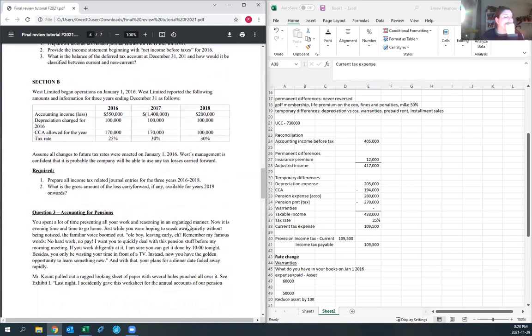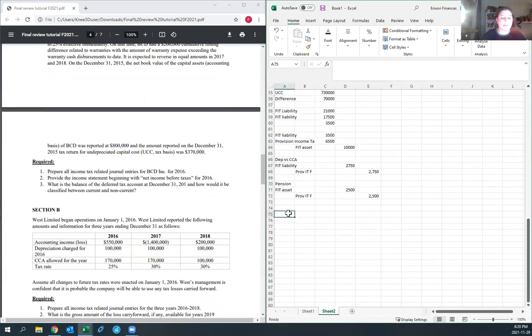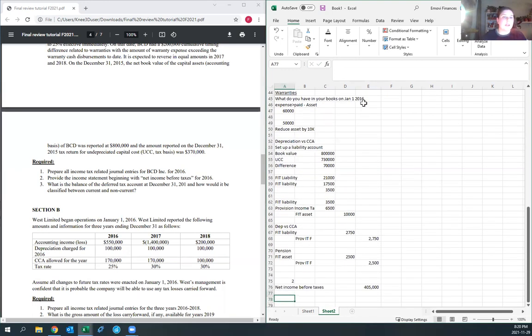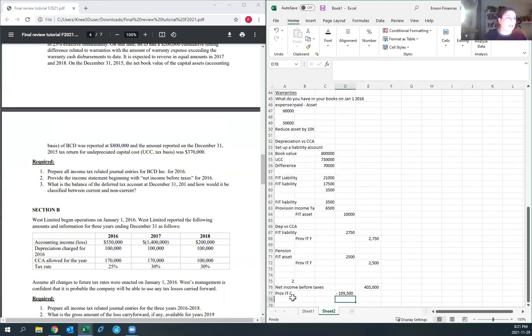So, yeah. Okay, so for 2, they're asking us to do the income statement for 2016. So it's net income before taxes, and that was $405,000. Then you're going to have your provision IT current. So that's your income tax for the year. I'm putting it as a negative because it's an expense and we're doing the income statement, just so I remember that I need to subtract it from my net income. So my current tax expense is 109,500.